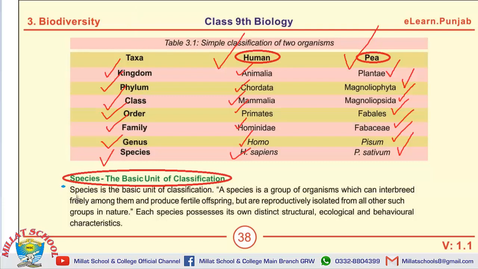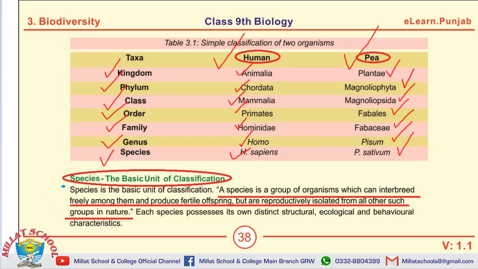And the next one is about the definition of species, the basic unit of classification. Define species. A species is a group of organisms which can interbreed freely among themselves and produce fertile offspring, but are reproductively isolated from all other such groups in nature. That is the definition of species.